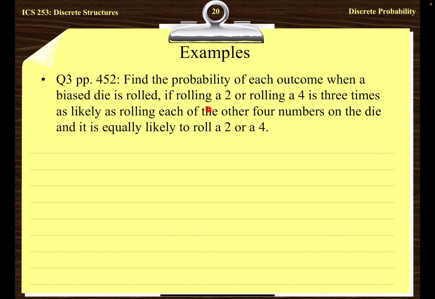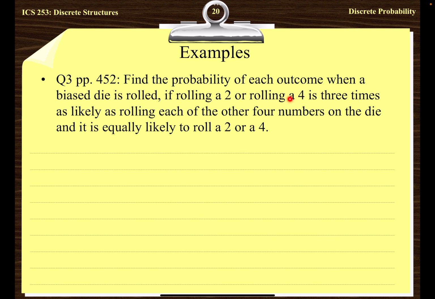Or it's rolling a 2 or rolling a 4 as one event is 3 times rolling 3, rolling 1, rolling 5, rolling 6. The first interpretation or the second interpretation? The second one. So it will be 3. Why not the first one? Because it means each of the 4 numbers before. So each one of them will be 1 out of the total. This will be 3 out of the total.